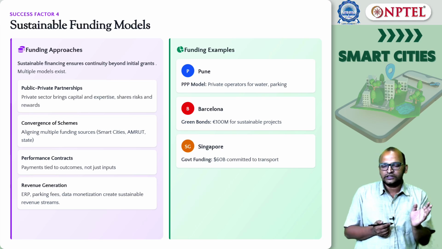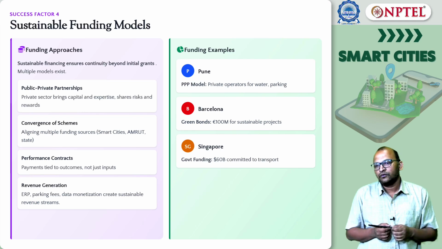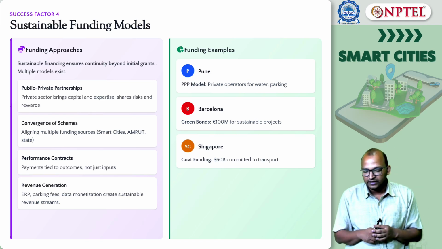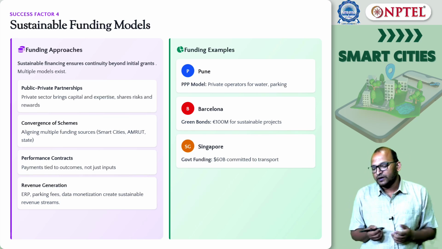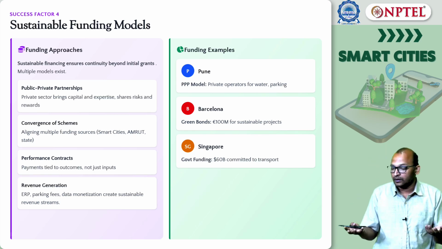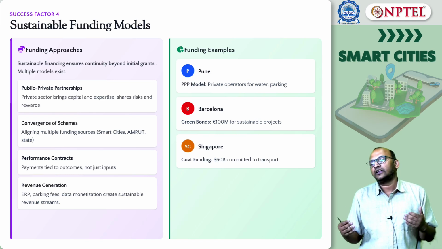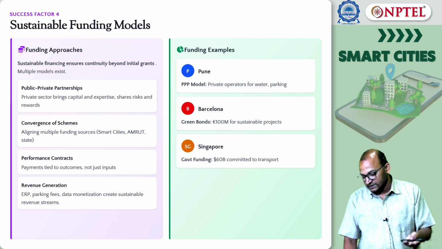And also we can go for revenue generation models, like we have seen in the case of Singapore, where they use electronic road pricing and parking fees, and we can also monetize the data generated in the smart city to create a sustainable revenue stream. In Pune, we have seen the implementation of PPP models. Barcelona has generated financing using green bonds, and in Singapore, the government has funded transport based on the fees collected from parking and ERP.